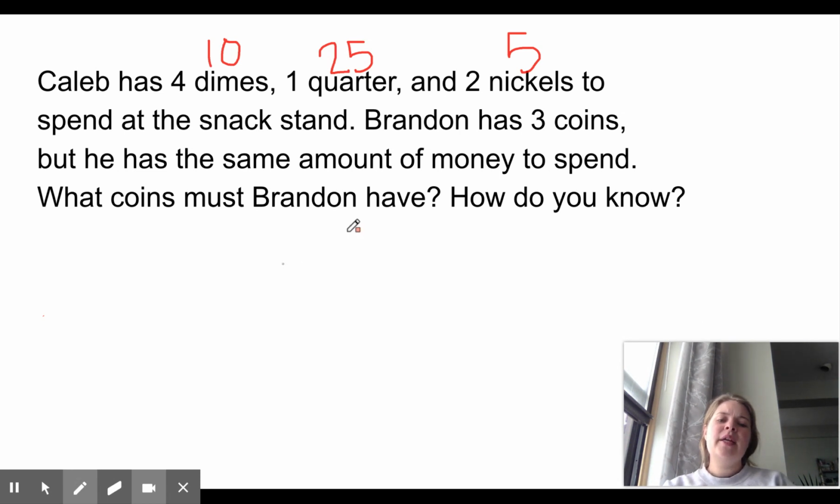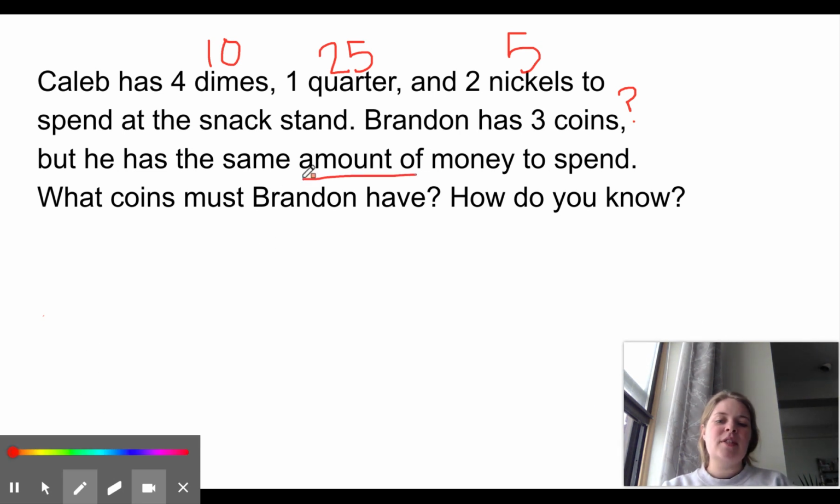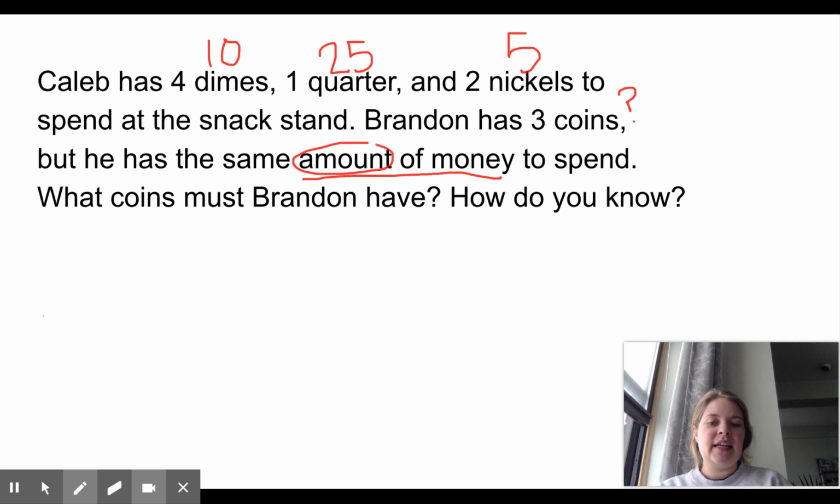Brandon has 3 coins, but do we know what his coins are? We don't, so I'm putting a question mark. But he has the same amount of money to spend. So what coins must Brandon have? How do you know? Well, first, we need to find out the amount of money that Caleb has. We know what coins he has, but we don't know how much money that is. So just like we did in the past, we're going to be looking for how much is 4 dimes.